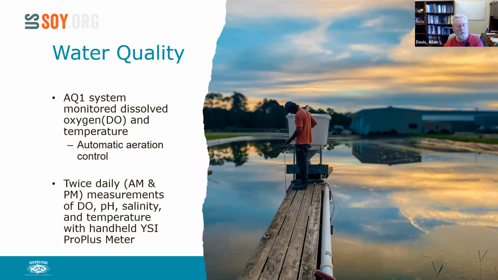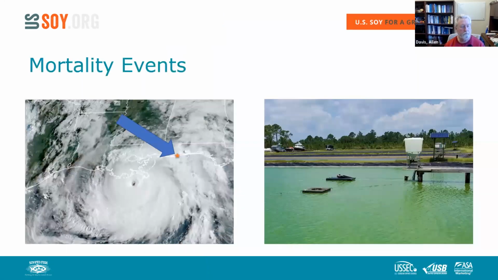We do have the AQ1 system, which is monitoring both our DO and turning on our aeration. But we do hand measure in the morning and the afternoon. Number one, we need to get pHs. We need to check on equipment, and I want to make sure that our readings are correct. And we get a similar reading between the AQ1 reading and our hand measurements. They're not hugely different, but they are a little bit different.